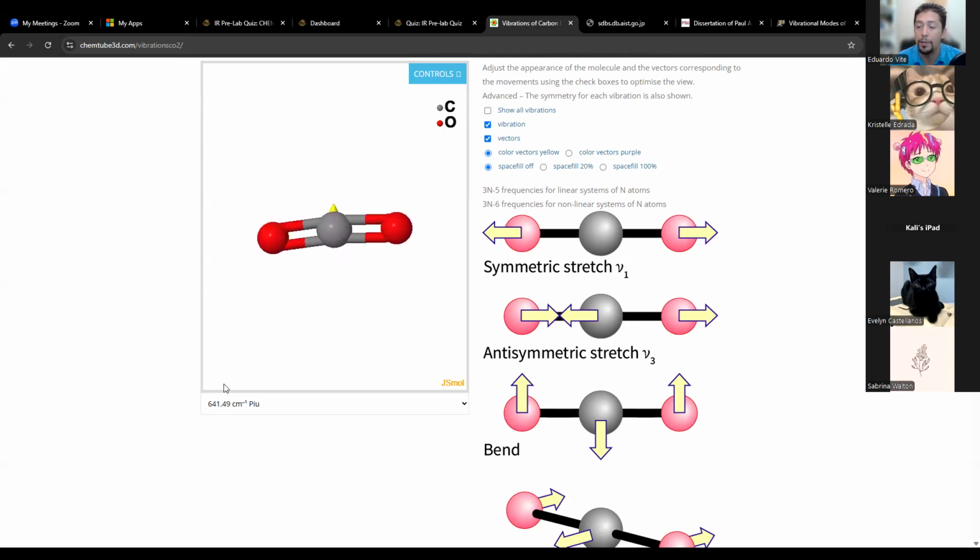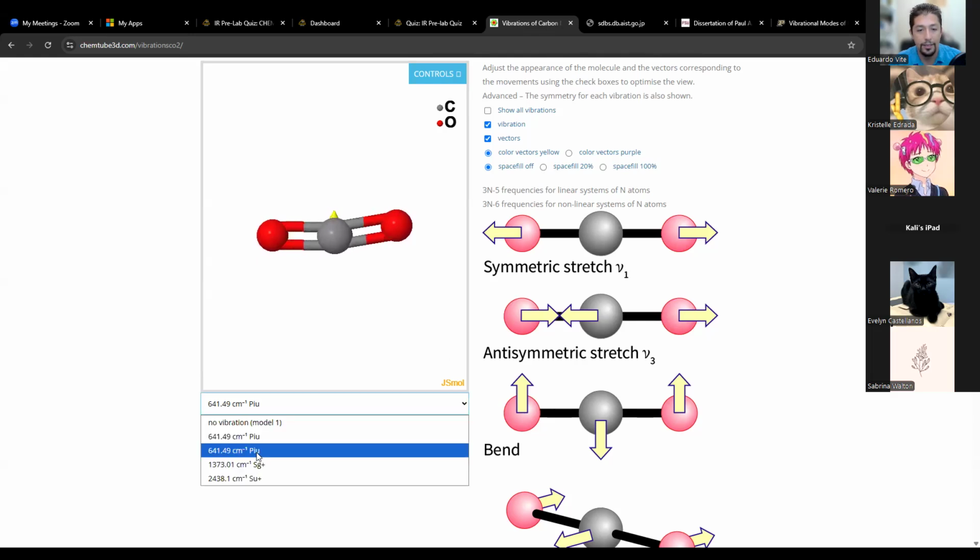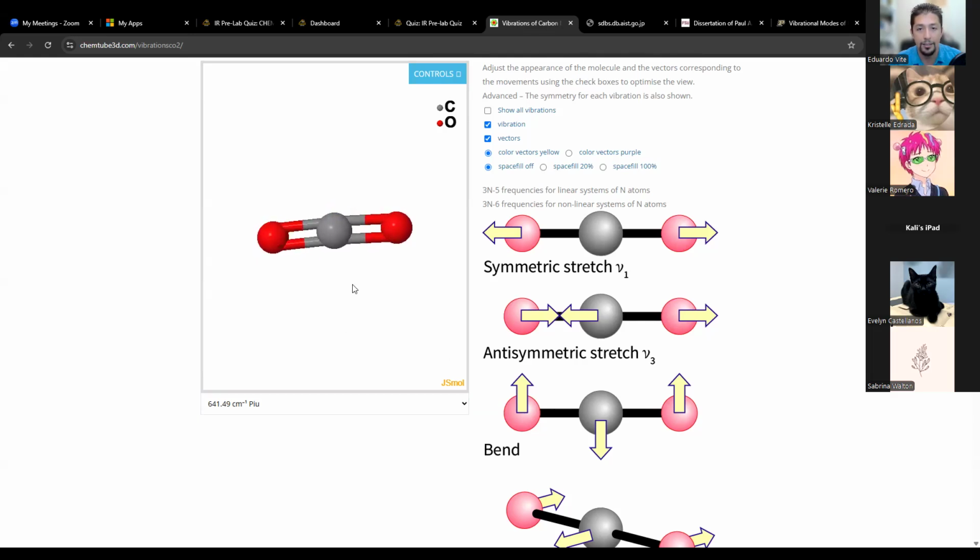That's a low number, right? We go from 400 to 4,000. So 641 is on the low end. Okay, let's look at the next one. 641.49. It's another type of bending. Yep, look at that. It's bending, but now it's bending in the x-axis or the y-axis.